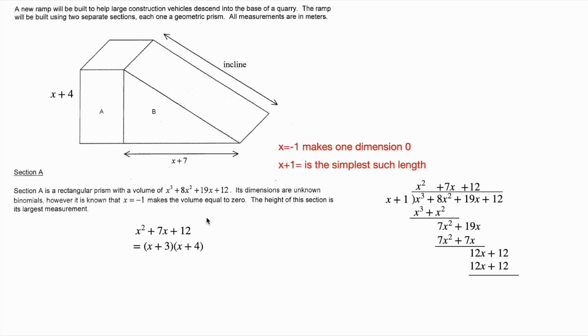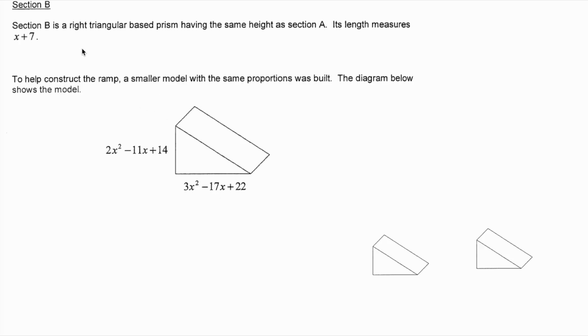We're also told the height of the section is the largest measurement. So x plus 4 must be that. This one seems to be longer, so this should be x plus 3. The next part, we're told that section B is a right triangular base prism having the same height as section A. It has a height of x plus 4.